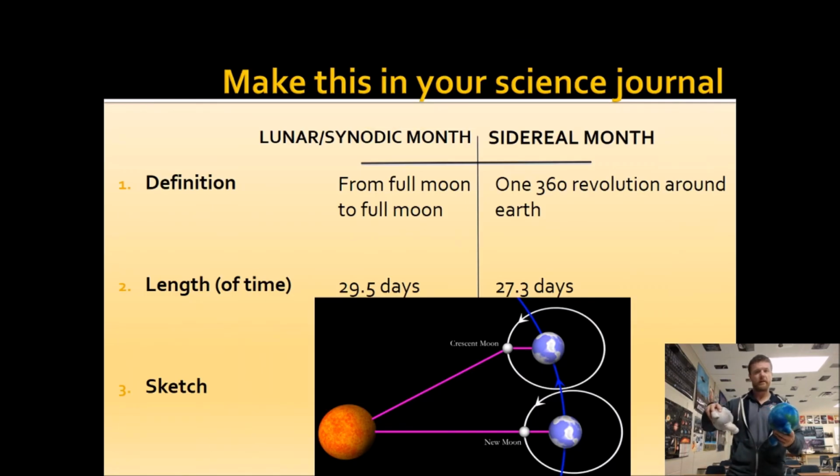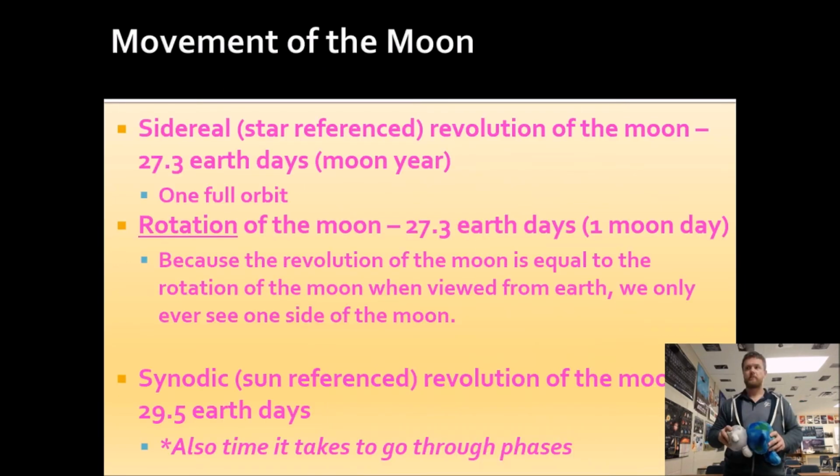The definition of a lunar month is from full moon to full moon. The time that takes is 29 and a half days. You can draw a little sketch. And then a sidereal month is just a full 360 degree circle or orbit. That takes 27.3 days.